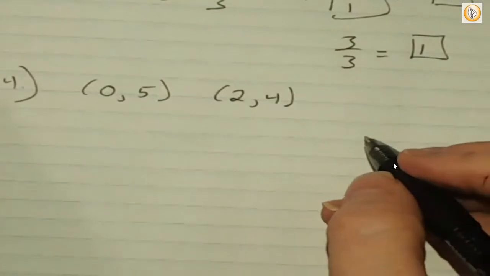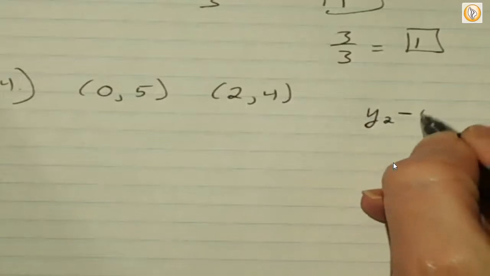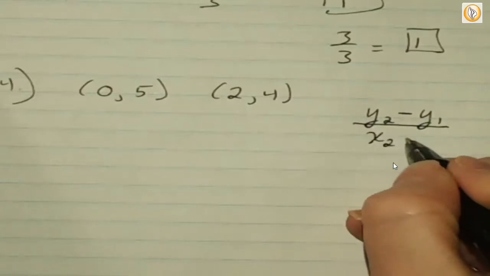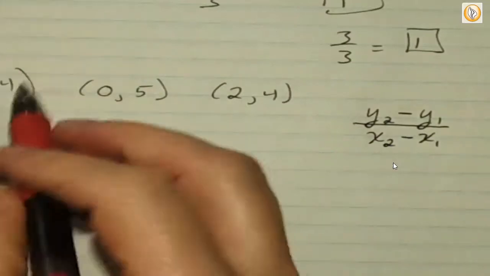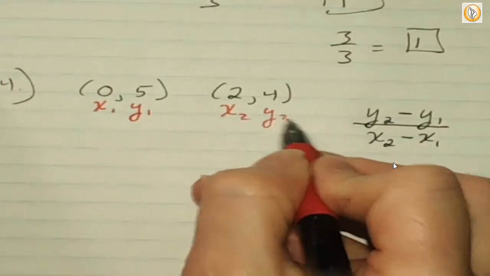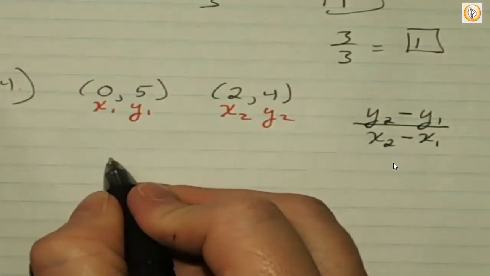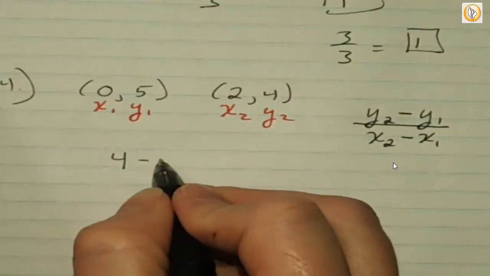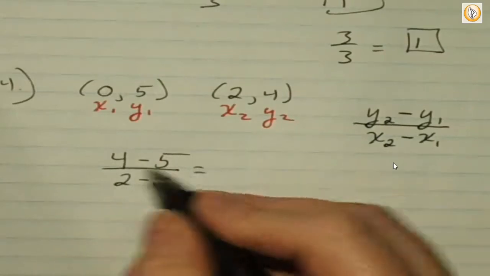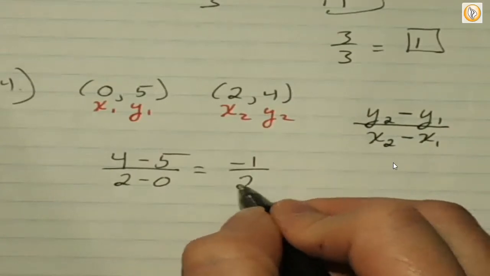Joseph, what is the formula? That's what I'm trying to remember. Is it y2 plus y? No, minus. y2 minus y1 over x2 minus x1. Very good. So we're going to write underneath here x1 and y1, x2 and y2, just to be safe. So Joseph, set this up for me. On the top we would have 4 minus 5. And on the bottom we'd have 2 minus 0. All right, so 4 minus 5 is -1, and 2 minus 0 is 2, and there's your slope.